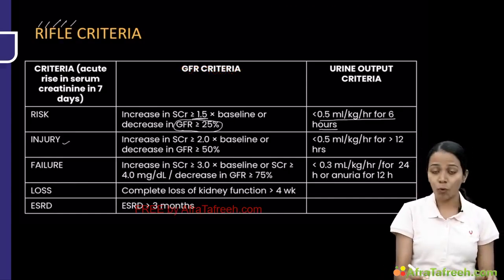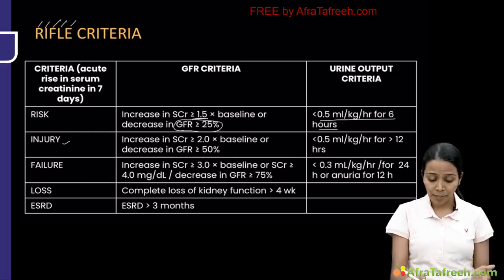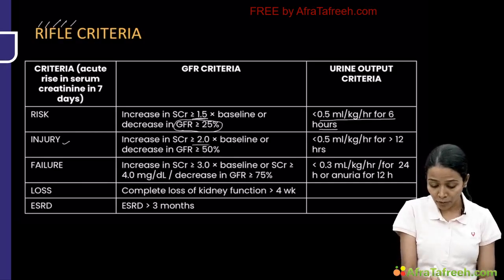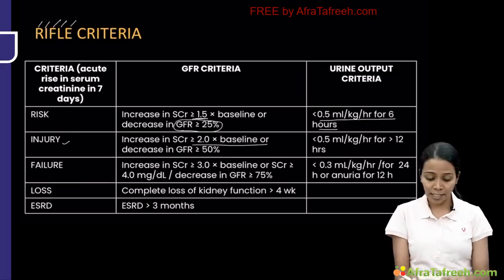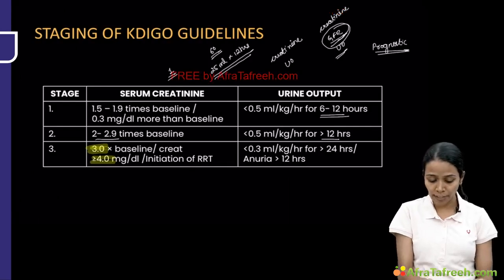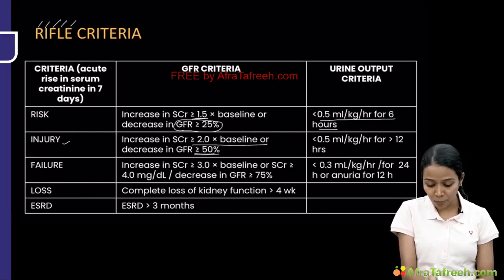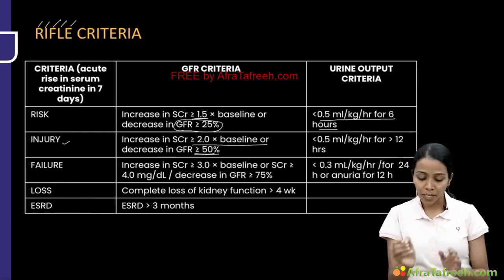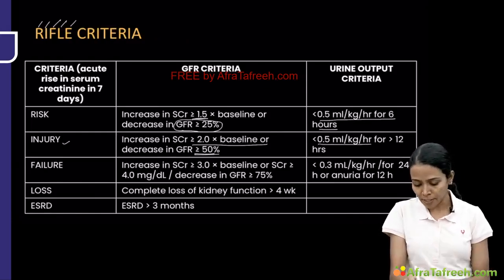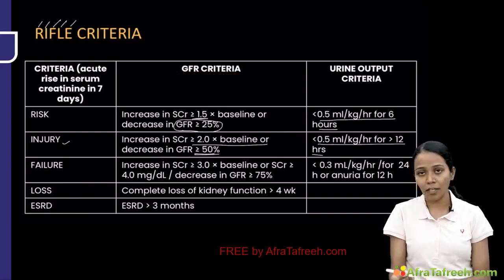Next is injury. What is injury criteria? That means the serum creatinine has increased more than 2 times the baseline, just like our KDIGO here, 2 to 2.9 times. Okay, or GFR reduction is more than 50%. Urine output criteria again becomes the same, less than 0.5 ml per kg per hour for more than 12 hours.